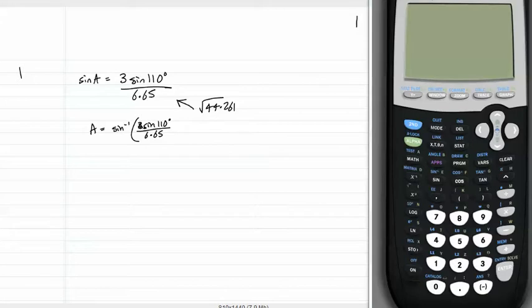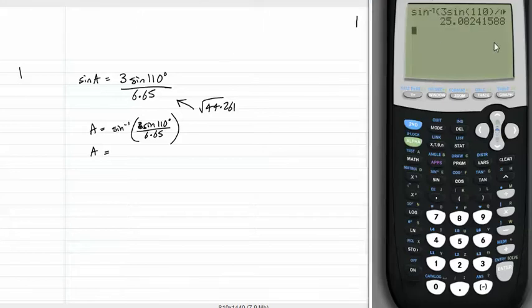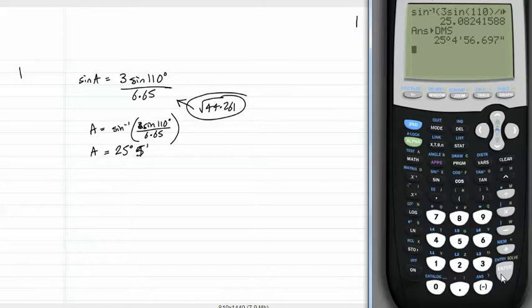And angle A, I jumped ahead there to do the calculation because we're taking so long, is 25.08. Remember we need to get that into DMS. Angle A is 25 degrees 5 minutes. Now we would have ended up a little bit more accurate if we'd used a slightly more accurate version of our side length there, which would have been perhaps a better idea.